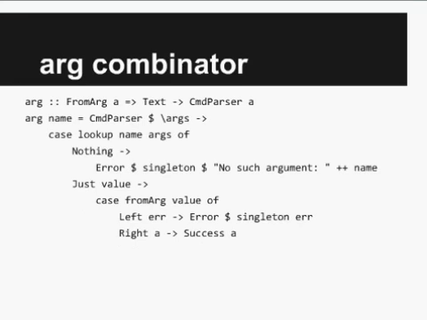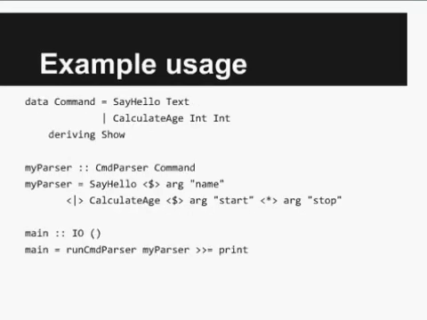Now we can tie this all together. That was a fairly large amount of code, but that was an entire DSL right there. This right here would be an example usage. We're defining a data type called Command, which will create an application which has two different commands. SayHello with some kind of text, probably the name, and CalculateAge, which takes two integers. We'll say that that is the beginning and end year that we want to calculate an age for.